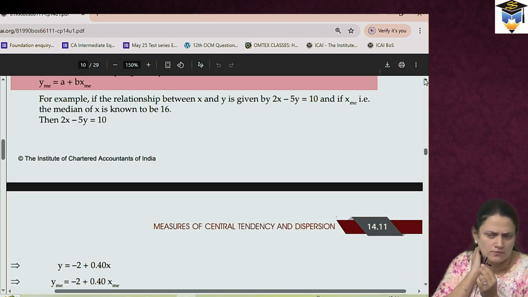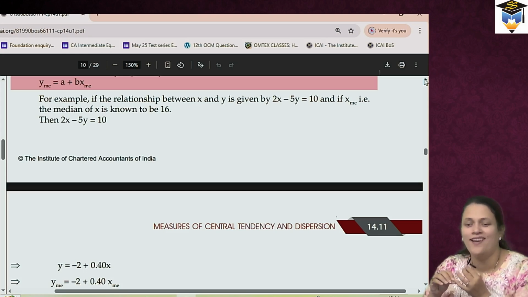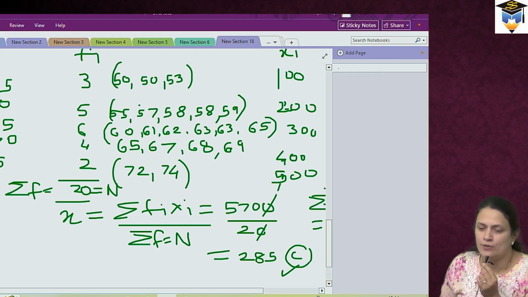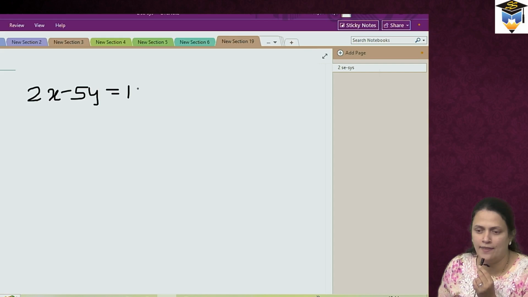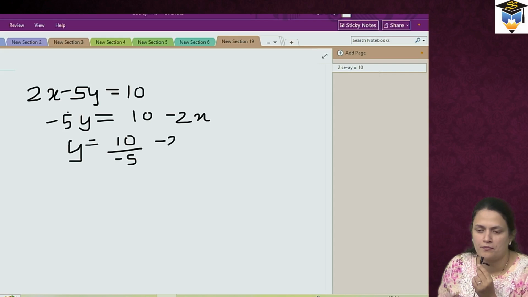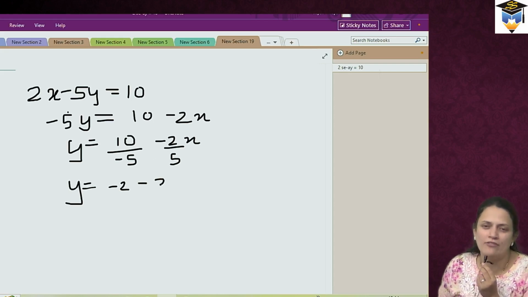The median of x is 16. Y is equal to a plus bx. Okay, I'll explain. 2x minus 5y is equal to 10 is given to us. So 2x minus 5y minus 10, that is equal to 0. If I convert everything in terms of y, correct? So y is equal to a plus bx. What is our a? Minus 2, plus bx. What is 2 by 5? 0.4.